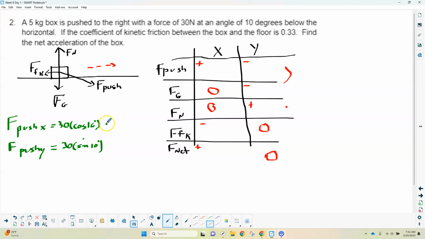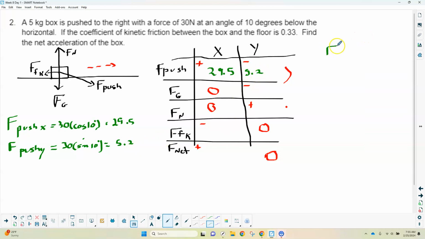So 30 cosine of 10 degrees is 29.5 when I rounded. If you round slightly differently, it's not the end of the world. And then for the y, it's 5.2. So I'm going to take those two values and put them in the boxes that we have. So 29.5 and 5.2. So that's the first two.